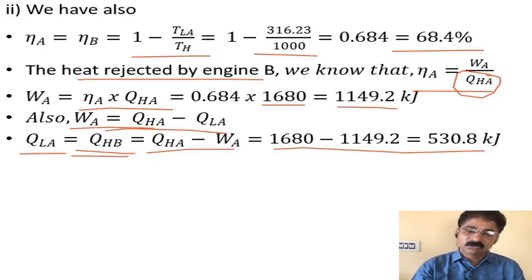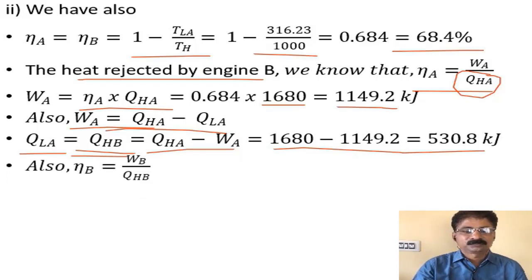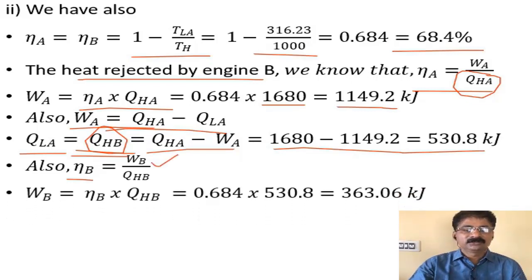Now we will move on to engine B. Till here we have to come from the top, from engine A first. Now eta B is WB by QHB. QHB you just calculated, right? Eta B is the same as eta A. Can't you calculate WB? Yes, WB is equal to eta B into QHB.